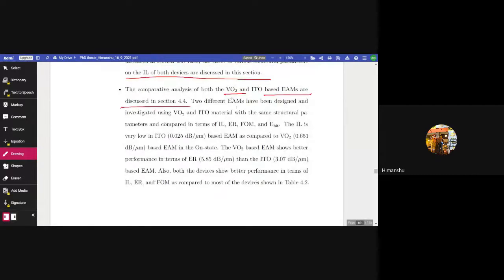Two different EAMs have been designed and investigated using VO2 and ITO material with the same structural parameters and compared in terms of IL, ER, FOM, and EBIT. The IL is very low in ITO, 0.025 dB per micrometer based EAM as compared to VO2, 0.651 dB per micrometer based EAM in the On state. The VO2 based EAM shows better performance in terms of ER, 5.85 dB per micrometer than the ITO, 3.07 dB per micrometer based EAM. Also, both the devices show better performance in terms of IL, ER, and FOM as compared to most of the devices shown in table 4.2.